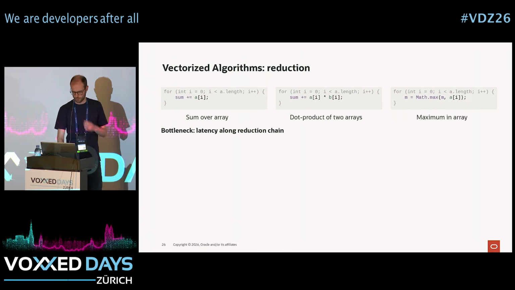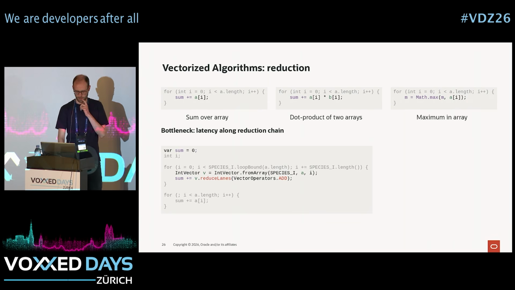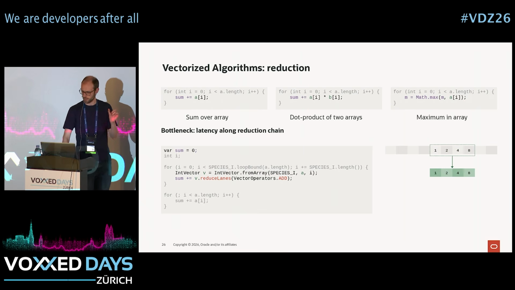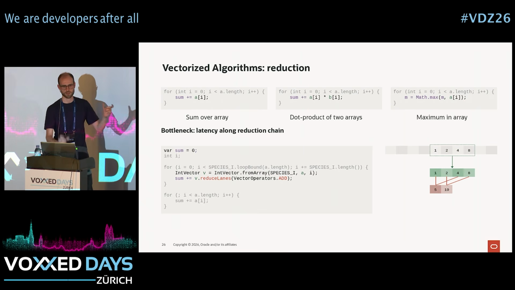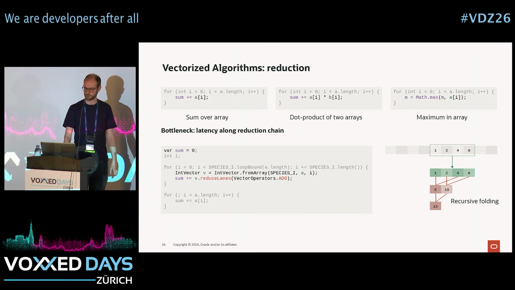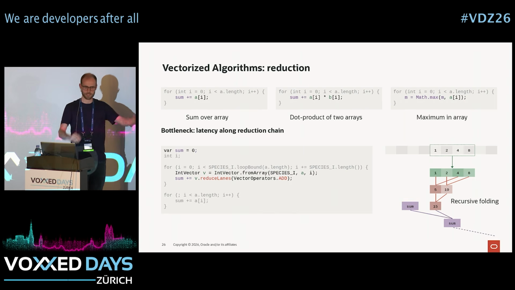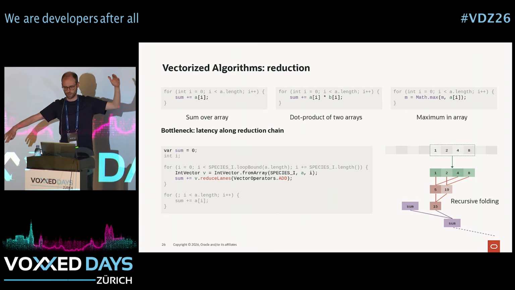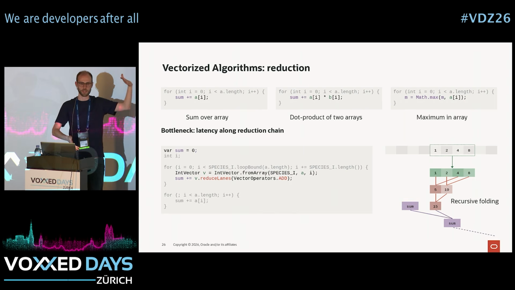So if you use the Vector API, and actually auto-vectorization uses similar tricks, we have this reduce lanes operator. What it does is it takes a vector of values and recursively cuts it in half and adds it element-wise until we end up with a single element. I call this recursive folding. And now the cool thing is that along the reduction chain, we now only have, in this case, a fourth as many numbers to add up.